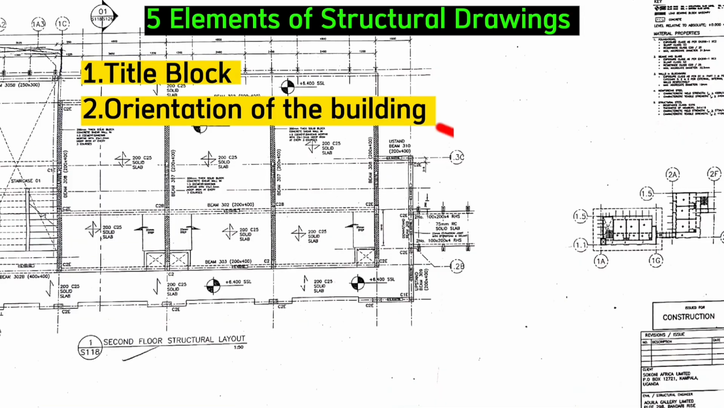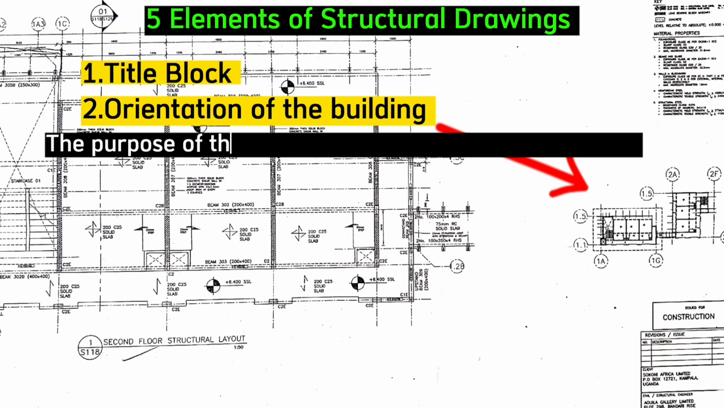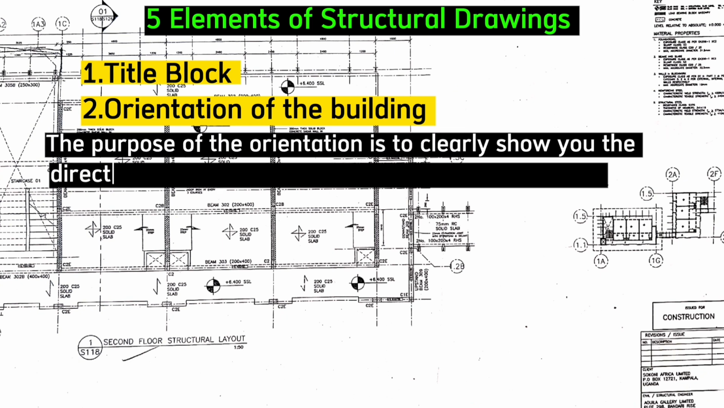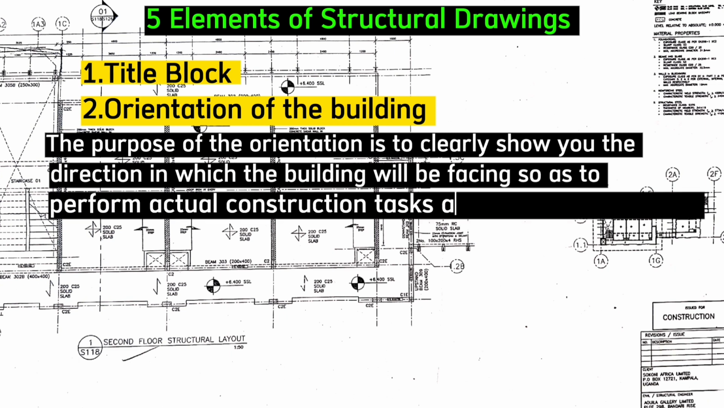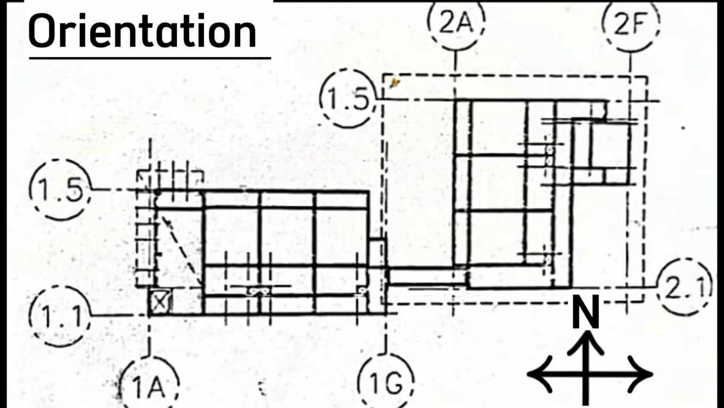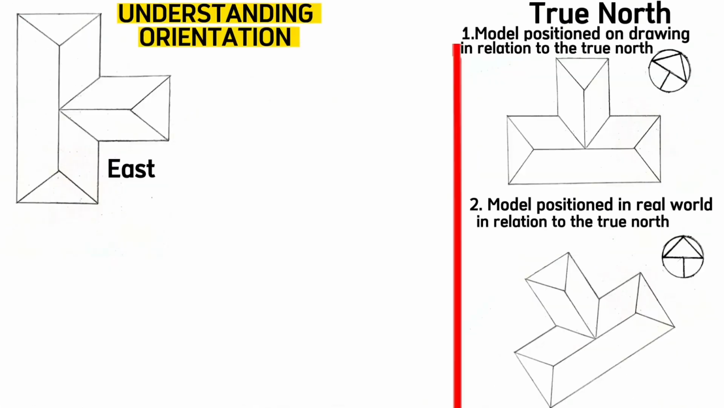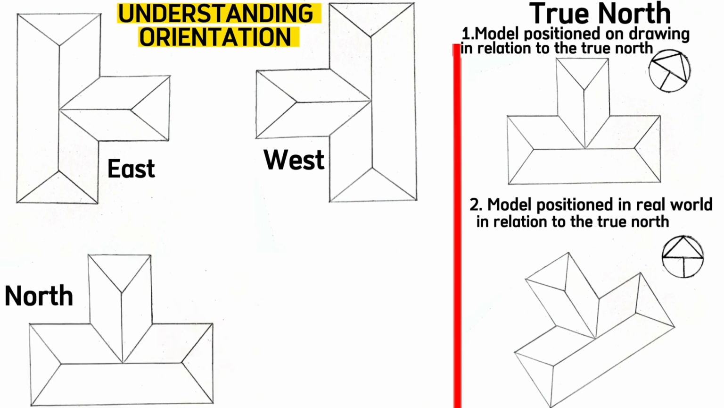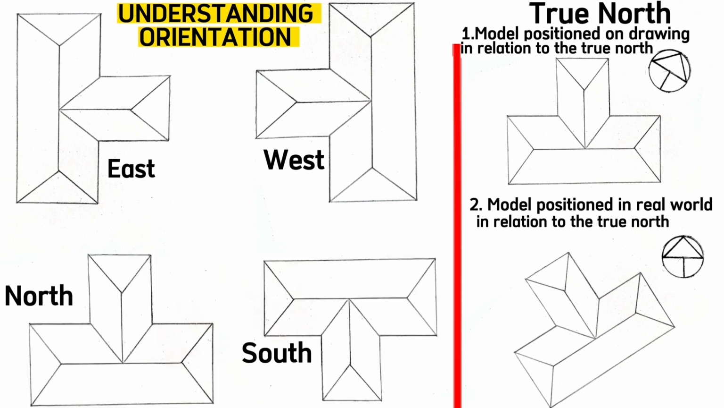The second element you must clearly understand is the orientation of the building. The purpose of the orientation is to clearly show you the direction in which the building will be facing so as to perform actual construction tasks and correct positioning. You will be able to set out the building facing the eastern direction or the western direction or the northern direction with the help of the orientation on the blueprint. You follow the true north.